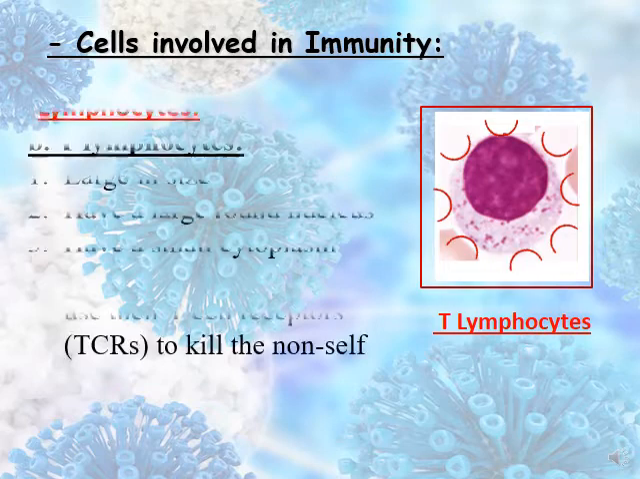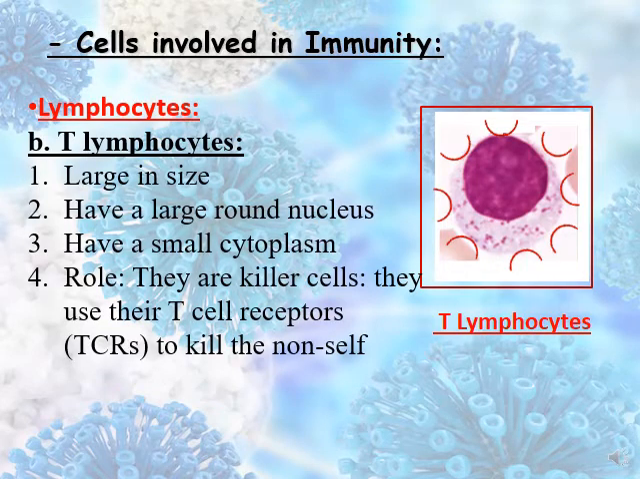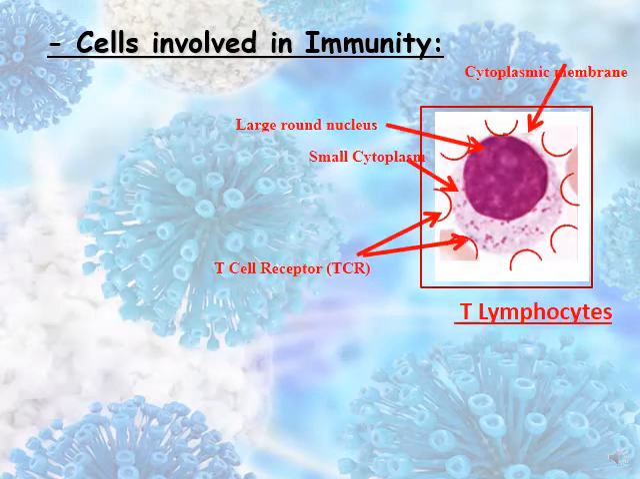T lymphocytes are large in size, have a large rounded nucleus and small cytoplasm, and they are called killer cells. They use their TCR, T cell receptors, to kill the non-self. Also, they have small cytoplasm, a large rounded nucleus, and they have TCR, T cell receptor.